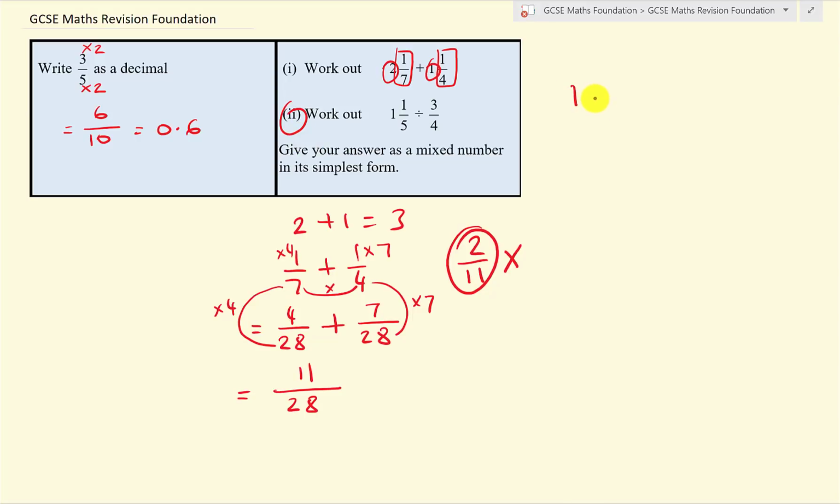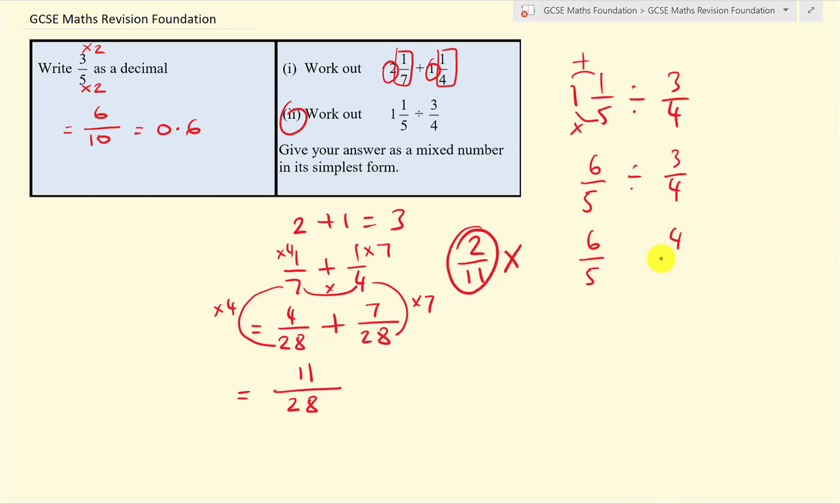Next question, dividing fractions. So 1 and 1/5 divided by 3/4. When we're dividing and multiplying fractions, always change the mixed numbers into improper fractions. So 5 times 1 is 5, and add the 1 is 6. So 6/5. Dividing by 3/4. Use the rule: keep the first one the same.